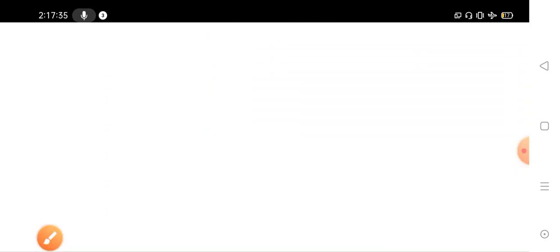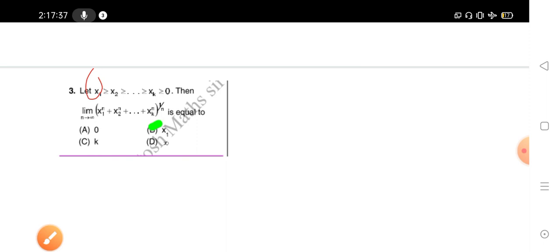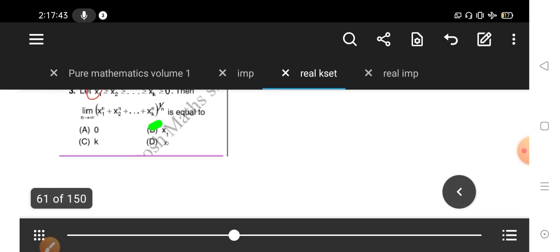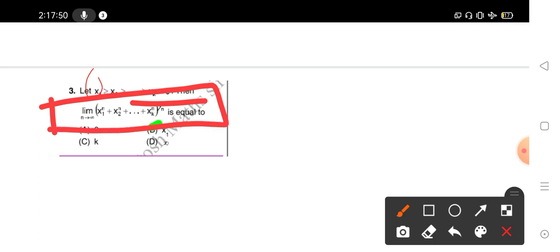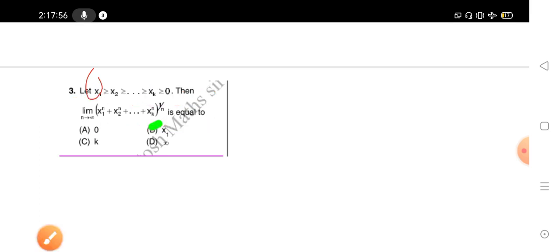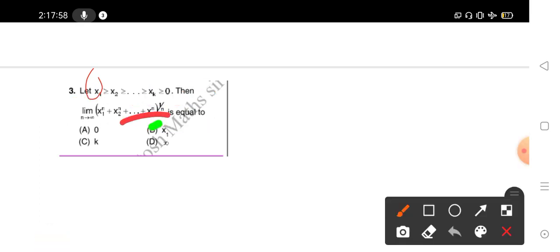Next question. Let x1 is greater than or equal to x2, which is greater than or equal to xk, which is greater than or equal to 0. Then find the limit as n tends to infinity of (x1^n + x2^n + ... + xk^n) raised to 1/n. Your option is x1.